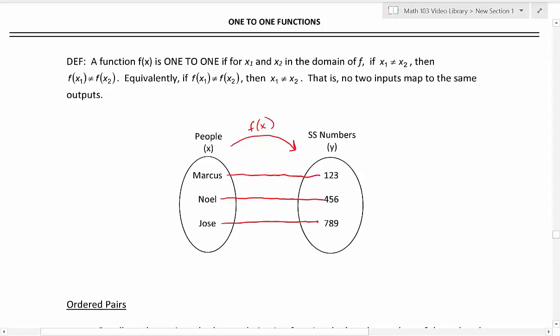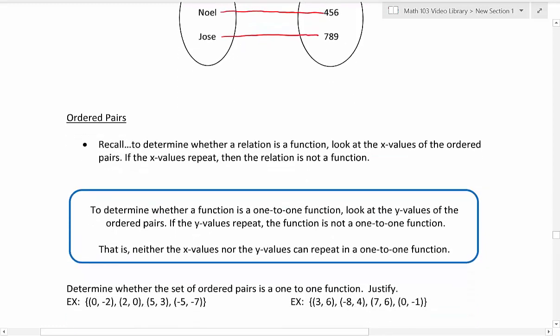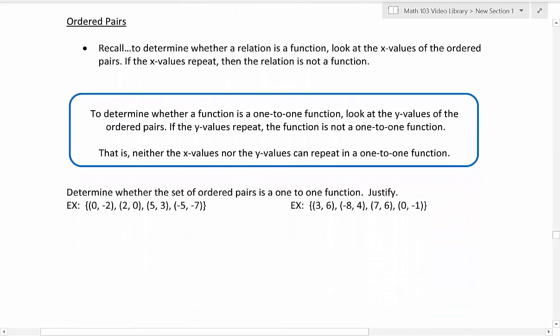We're going to take a look at ordered pairs, graphs, and equations and determine whether they are one-to-one. We'll start with ordered pairs. Recall, to determine whether a relation is a regular function, we look at the x values of the ordered pairs. If the x values repeat, then the relation is not a function. Well, that's still going to be true when determining whether a set of ordered pairs is a one-to-one function.